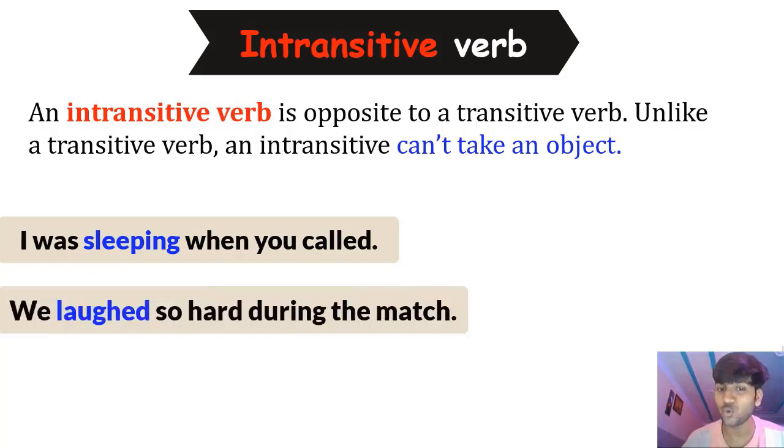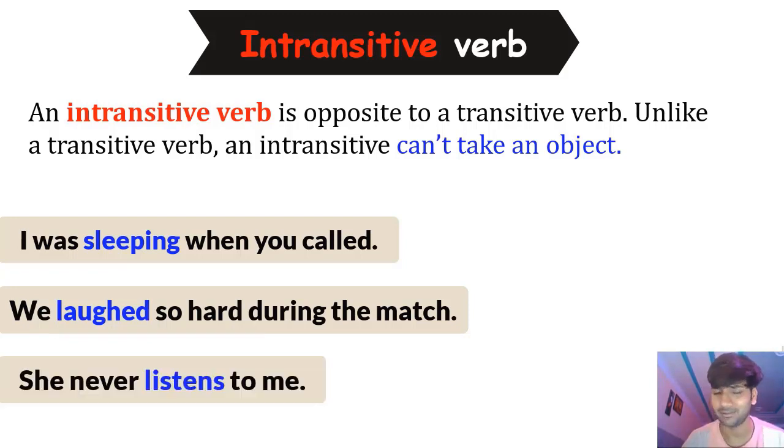Another example. We laughed so hard during the match. Now, can you laugh something? You cannot laugh something. Can you laugh somebody? You cannot laugh somebody. You can laugh at a person or at a thing. We laughed at her. We laughed at the match. We laughed at everybody. But we cannot laugh everybody. We cannot laugh something or somebody, right? Laugh is an intransitive verb.